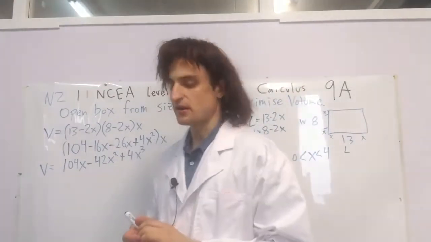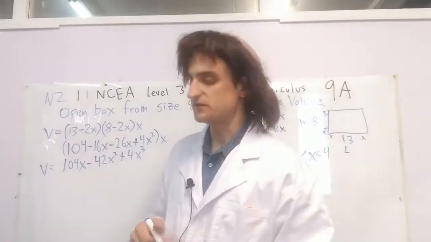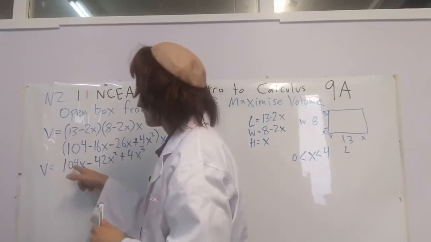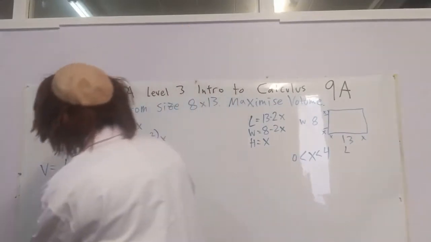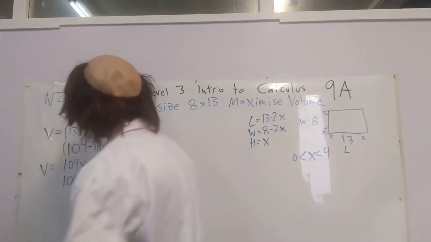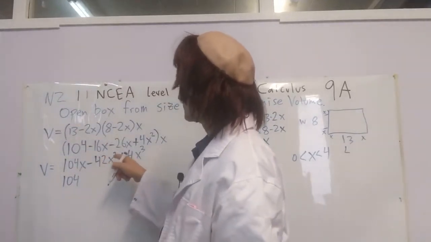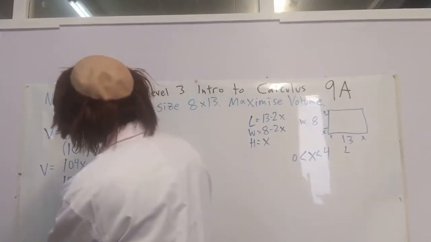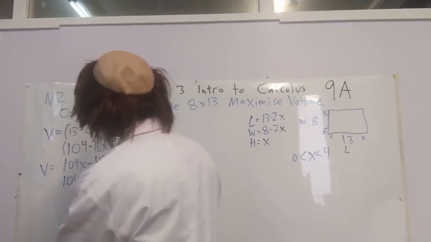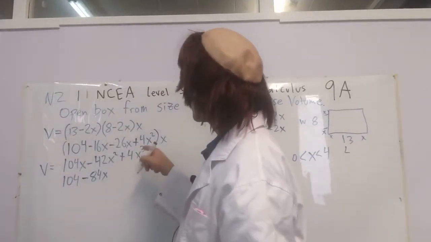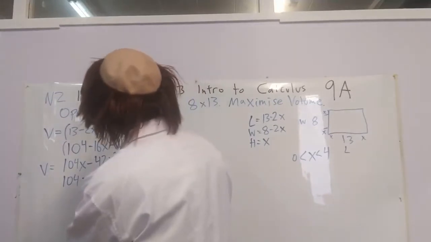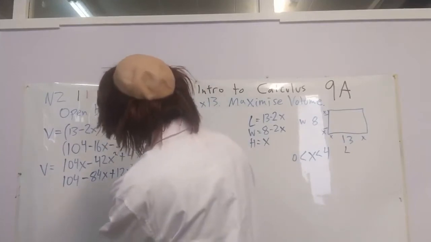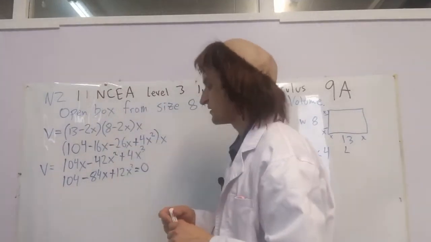So to maximize our volume, we need to find the derivative and set that equal to 0. The derivative of 104x is 104. The derivative of 42x squared, this 2 comes down in front, that makes it negative 84x. The derivative of 4x cubed is 12x squared. And we'll set this equal to 0 so that we can maximize our volume.